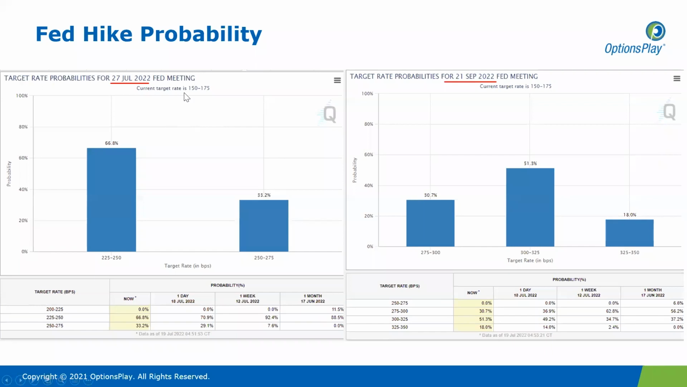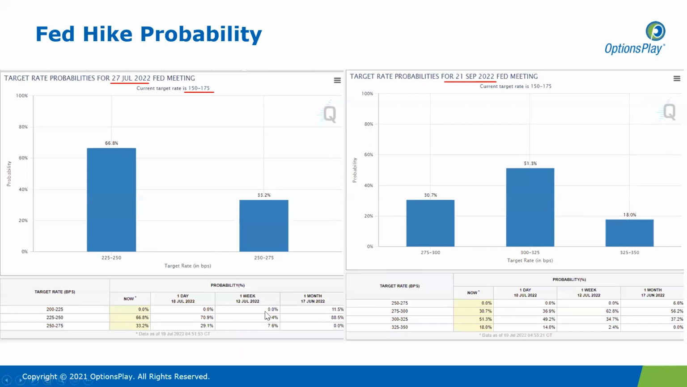So right now, the current target rate is 150 to 175. That's the range. And what this tells us for the 27th meeting is that there is currently a 66.8% chance of rates being 225 to 250 basis points. That represents a 75-point hike. And that definitely has been priced in, in my opinion.